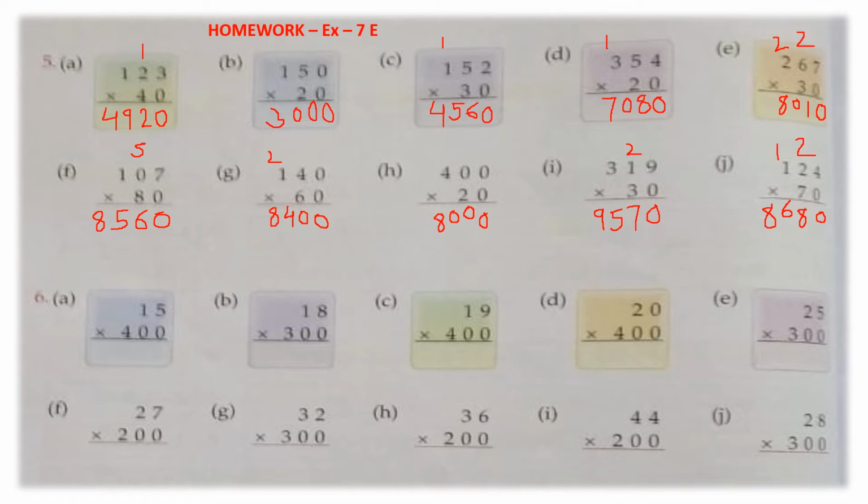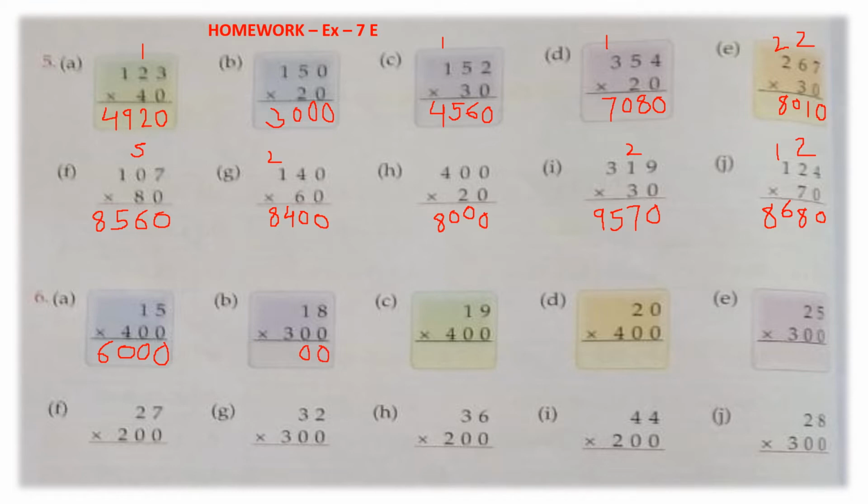Now see children, sixth A part. 15 multiplied by 400. Now 400 is having 2 zeros. You can see here. So write 2 zeros first. Directly you can multiply. Now 15 fours are, you know what is that? 60. Children, you have to learn the tables by heart up to 20. Okay. So 15 fours are 60. So your answer will become 6000. Now 18 multiplied by 300. See, 2 zeros are there. Write down these 3 zeros.